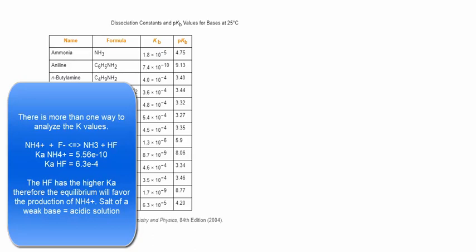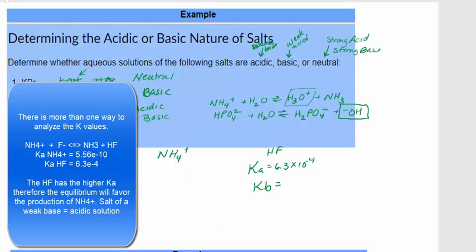And I calculate those alternate Ks. And what I have is the Ka of this cation is going to be 5.56 times 10 to the negative 10. And the Kb of this anion is going to be 1.59 times 10 to the negative 11. So because this Ka is greater than this Kb, we would end up with an acidic solution.